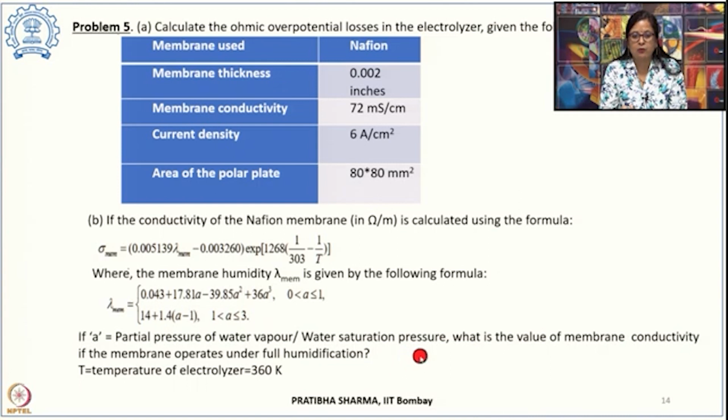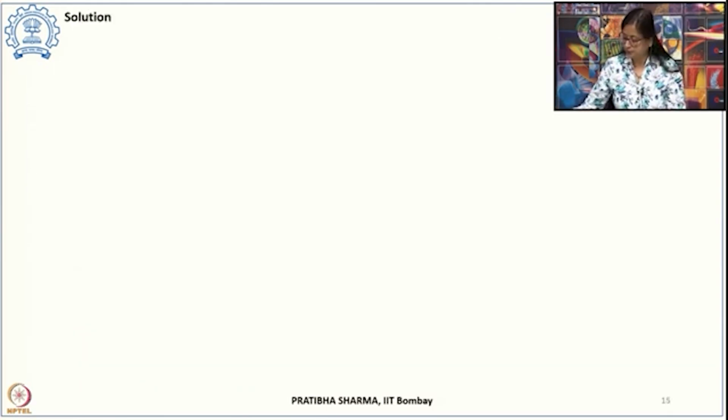Now, what is required to find out in the second part is the membrane conductivity, considering that the membrane operates under full humidification, provided the temperature which we will require for the membrane conductivity is given as 360 Kelvin. So, in the first part we are going to find out ohmic overvoltage, and for the second part we have to find out the membrane conductivity under full humidification condition. Now, let us solve this problem.